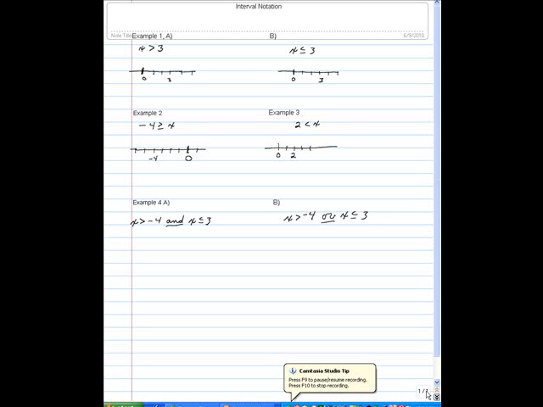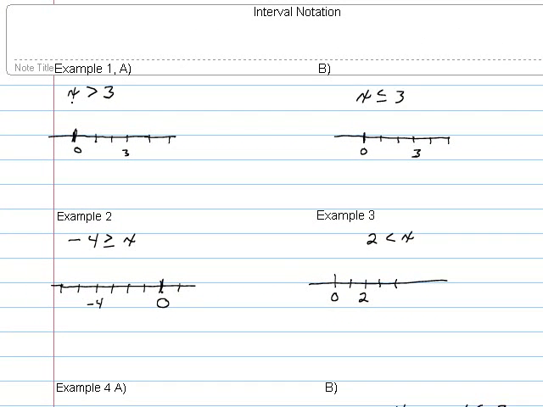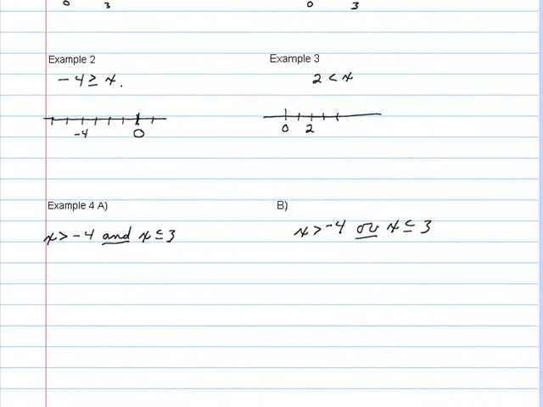This podcast is on interval notation. We're going to be using interval notation in conjunction with solutions of linear inequalities. Answers to linear inequalities will look like this: x is greater than 3, or like this: negative 4 is greater than or equal to x, or maybe something complicated like this: x is greater than negative 4 and x is less than or equal to 3. And the question is, how do we give that answer?